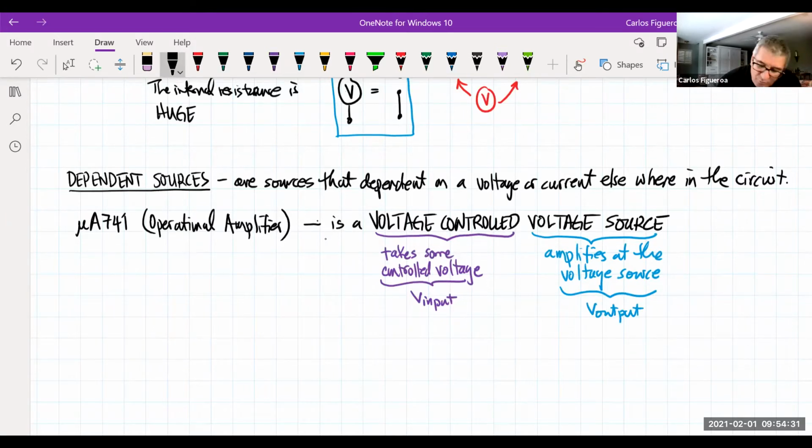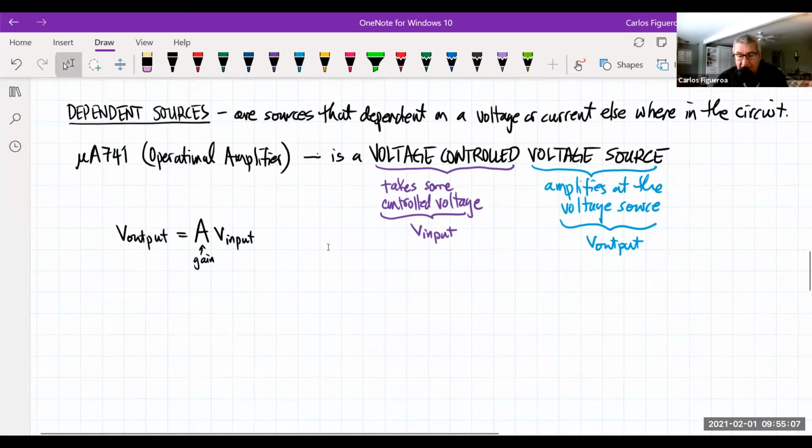So when you look at what the value of the source is, you find that V output is equal to some constant. This is what they call the gain times V input. So if V input is 1 and A is 1, you get a 1 volt output. But if I change the input voltage to, let's say, like 10, then my output voltage in this case would be 10 volts, or it could be 100 volts, depending on this thing here.